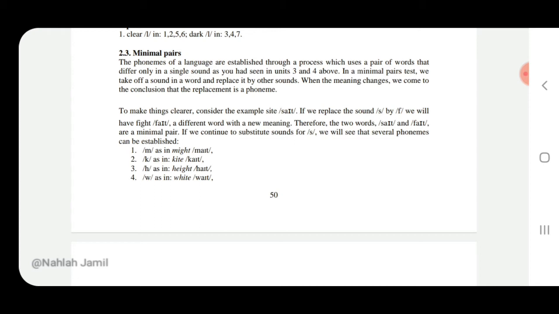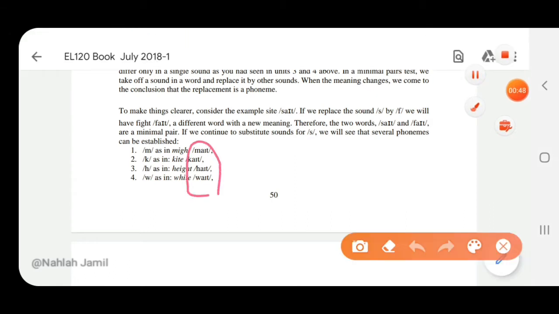In minimal pairs, there will be a group of words that we should decide if it is minimal pairs or it is not. For it to be a minimal pair, it should follow 3 rules. The first rule is that the sounds in the phonetic transcription must be the same number. There should be the same number of sounds in these examples.